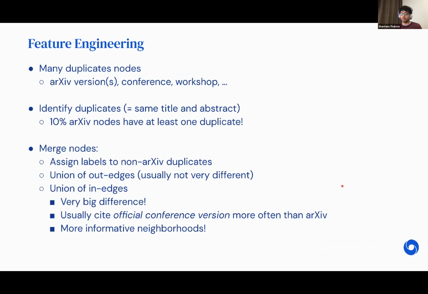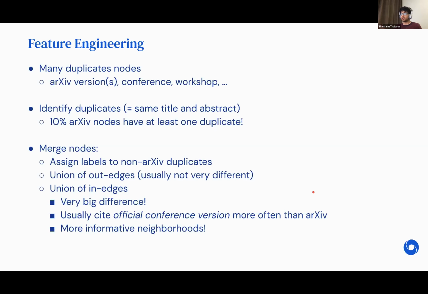Another thing we noticed looking more deeply into the data is that there are many duplicate nodes in this data set. And that could be because a paper has maybe an archive version, but also multiple conference versions, maybe a workshop presentation and so on. And we can identify these duplicates since they usually have the same title and abstract, which is what the BERT embeddings were computed from. And interestingly, 10% of archive nodes have at least one duplicate, meaning that this impacts the data we're interested in a lot.